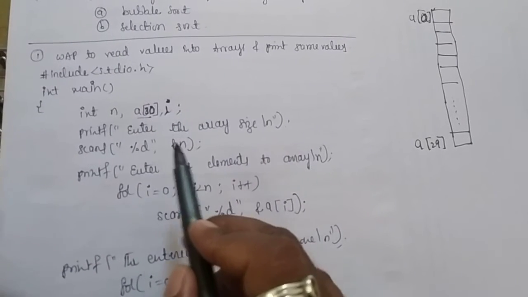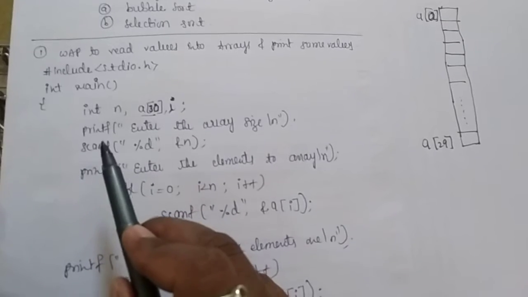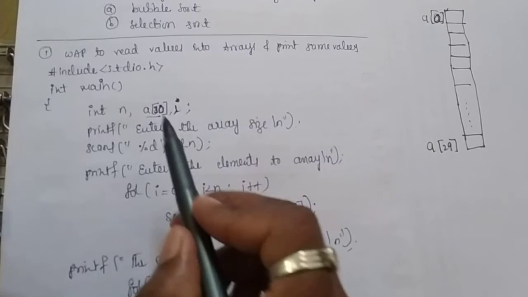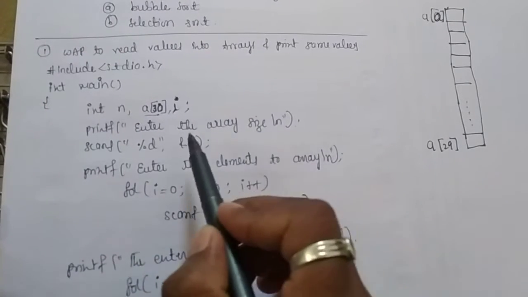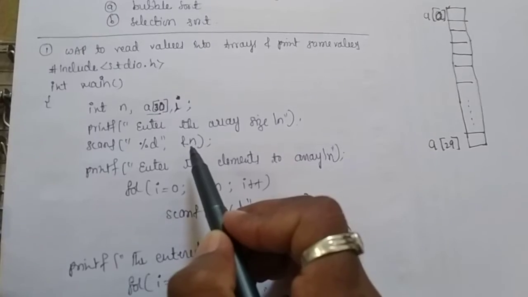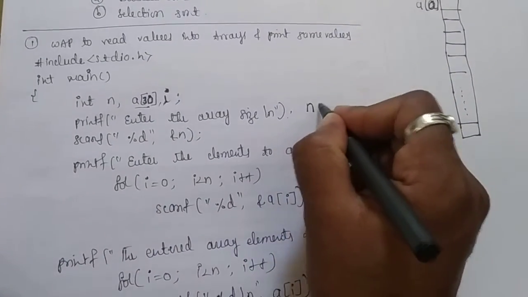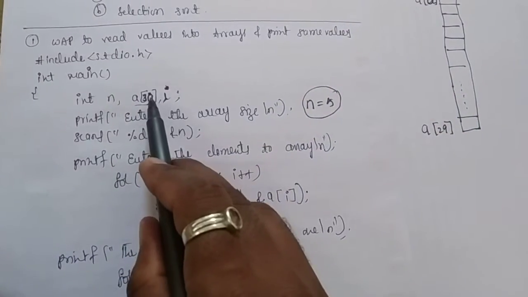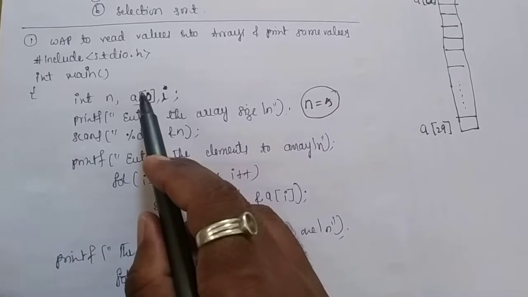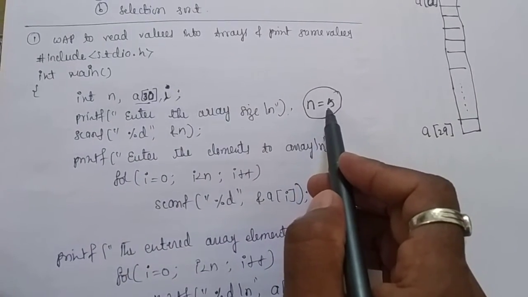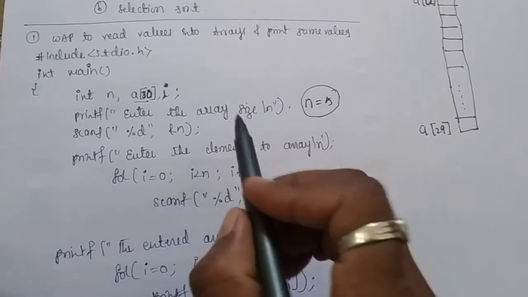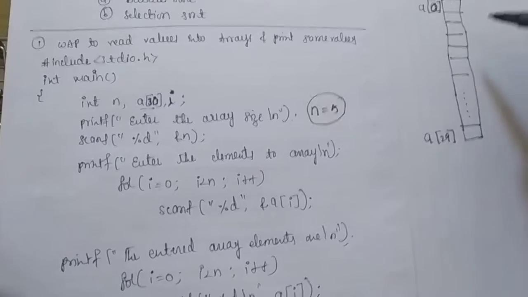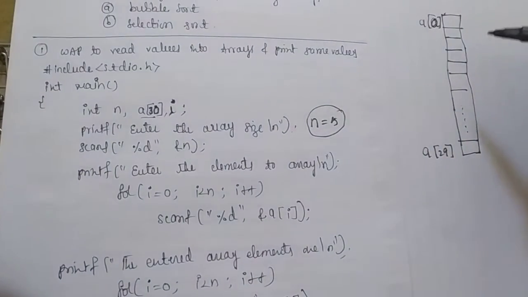For reading the n value, you should have one printf and one scanf statement. The printf will be "enter the array size". It means out of 30, you are going to select one number. That is the array size, and it is going to be stored in n. Say my n value is 5. It means I am going to read 5 elements, or use 5 locations out of 30. You can use 30 also, no problem. But I am using a limited number. Now my n value is 5. It means I am using 5 memory locations, so I can enter 5 values here.